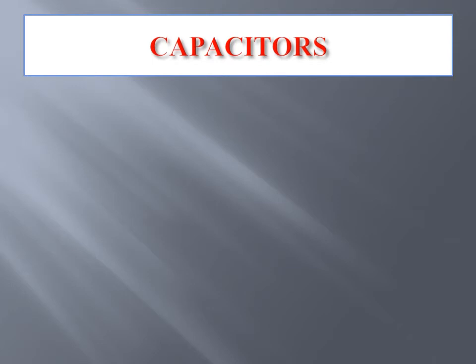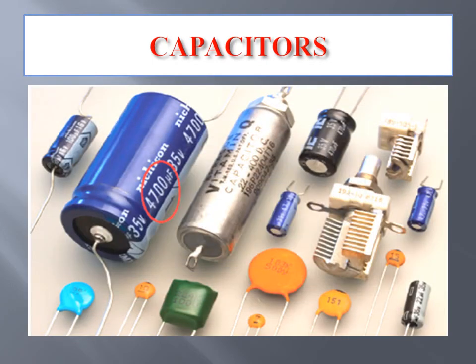Next we come to capacitors. Now in all your electronic instruments, for example your TV or your fridge or any electronic or radio set, if you open the back you will see small electronic components. One such is your capacitor. I hope you would have seen the capacitor. Now what is a capacitor? It is a device which is used to store electric charge and electric energy.